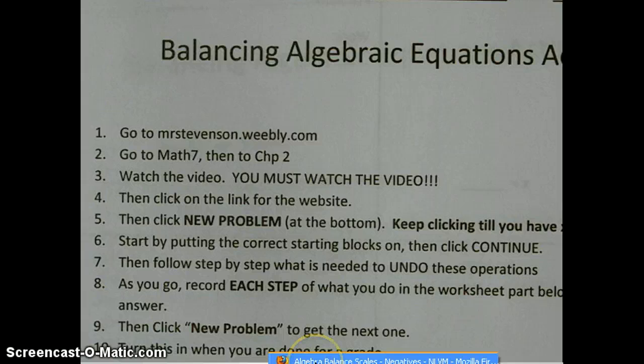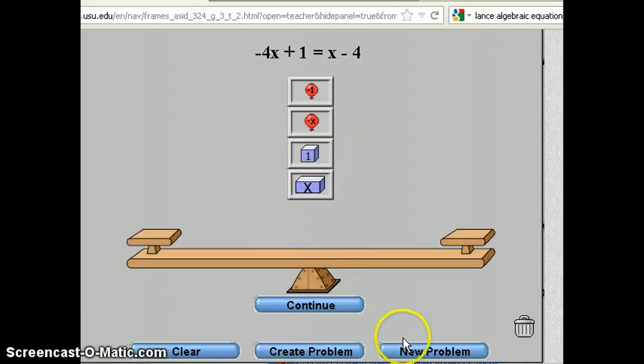As soon as we get to the website, click on the website and click on New Problem at the bottom. So click that. And the problem that comes up, we want to keep clicking until we get a problem that doesn't have, see how there's two X's on both sides? We can't have that. We need an X on only one side. The reason is we just haven't learned how to do it yet. So there's our first one.